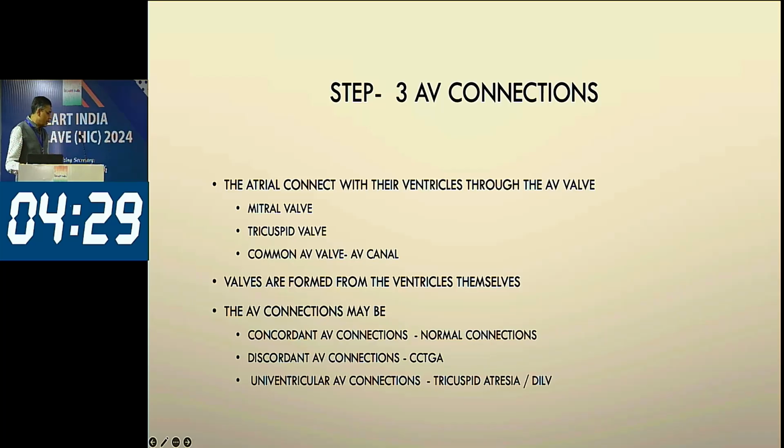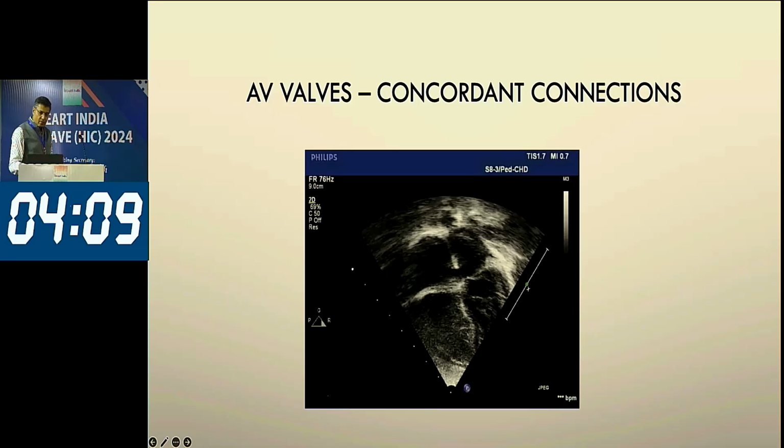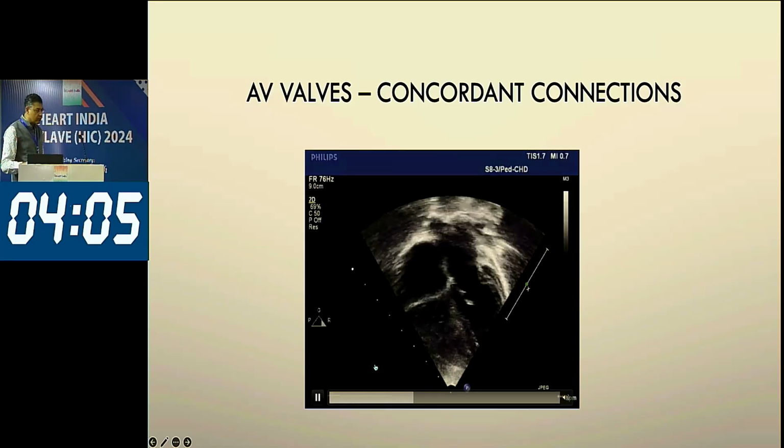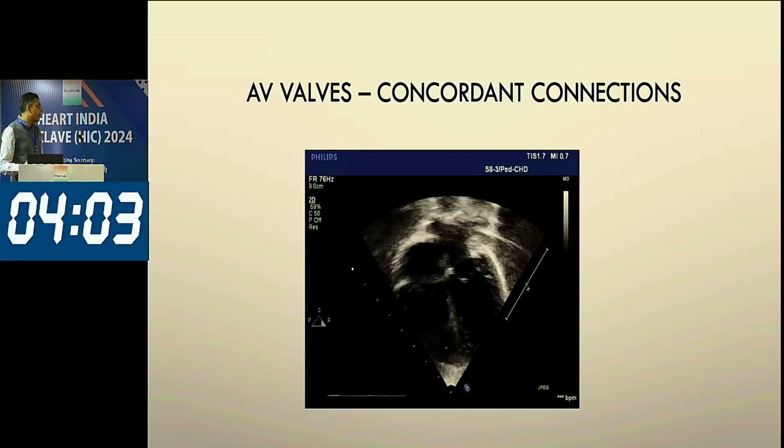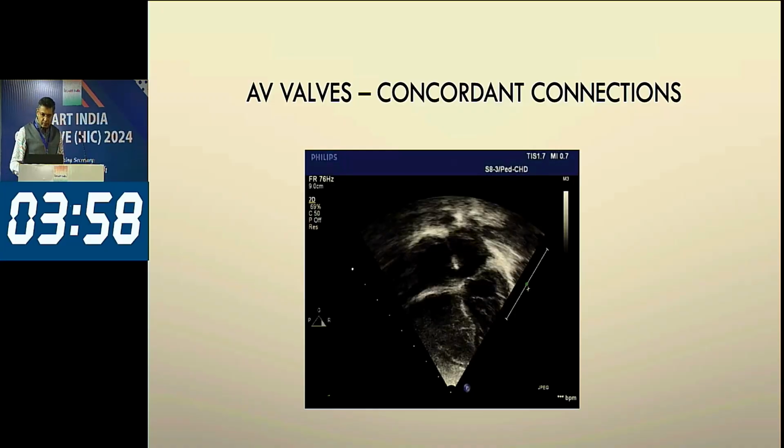Then comes the AV connection. The left-sided AV valve is called the mitral valve, the right-sided the tricuspid valve, and then we have the common AV valve. The connections may be concordant, the normal connections, discordant as in CCTGA, and univentricular connections such as tricuspid atresia or DILV. Just showing normal connections here: mitral, LV, LA, tricuspid valve, RA, RV.